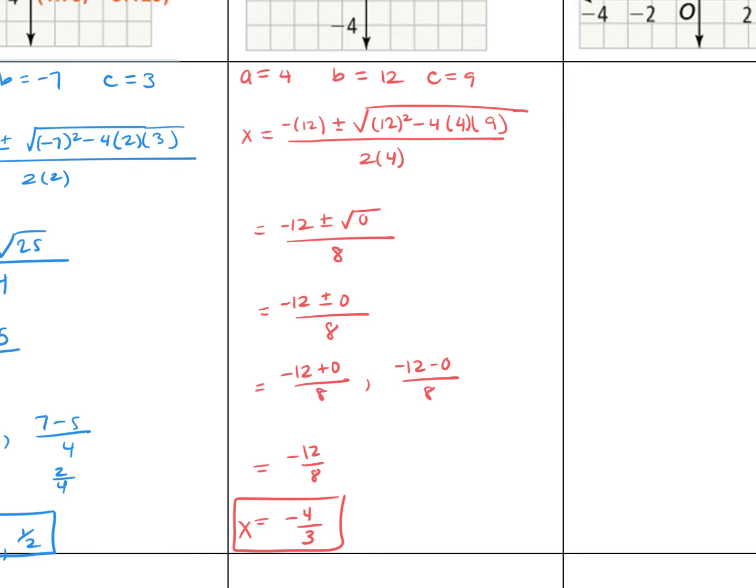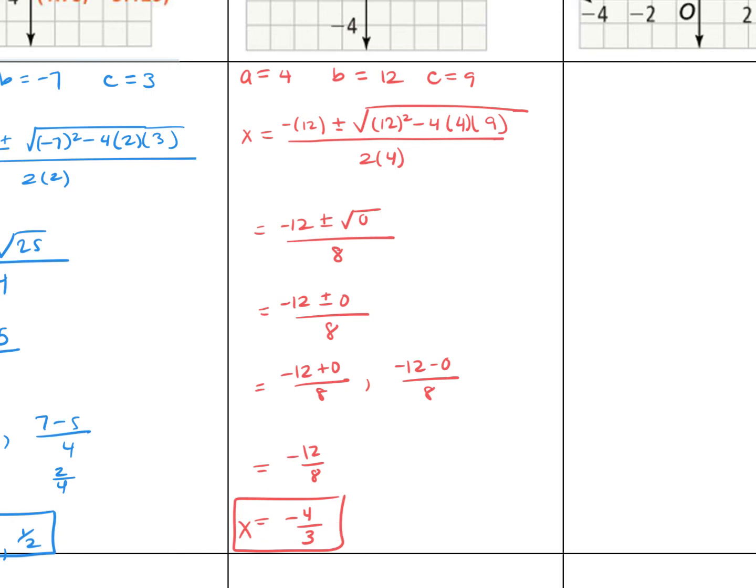All right, so there's the quadratic formula for our second function. What I do want to point out, when we did our b squared minus 4ac, we got a 0 underneath the radical. The square root of 0 is 0. This work right here isn't necessary, but I want to show you where we're getting our final answer. Because these are like terms, we can go ahead and say -12 plus 0 divided by 8, and -12 minus 0 divided by 8. Well, -12 plus 0 is -12, and over here, -12 minus 0 is -12, divided by 8. So we're finding that we are getting just one solution for x.